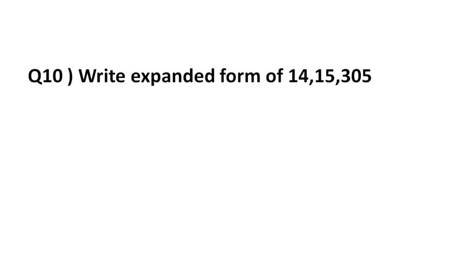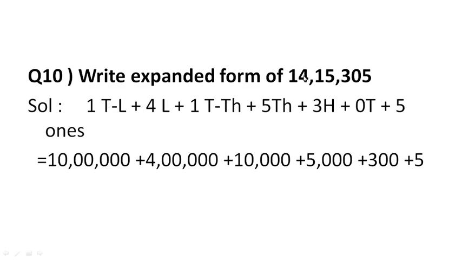Write the expanded form of this. Very simple. You first have to mention the position, meaning the places, of each digit. This is ones, tens, 100 and so on. Now see, this is ones place, so you write 5 ones. This is your tens place, so you write 0 tens. This is your 100 place, so you write 300. This is your 5,000 place, so you write 5,000. This is your 10,000 place, so you write 1 into 10,000.